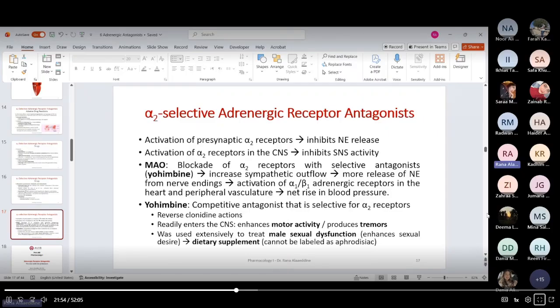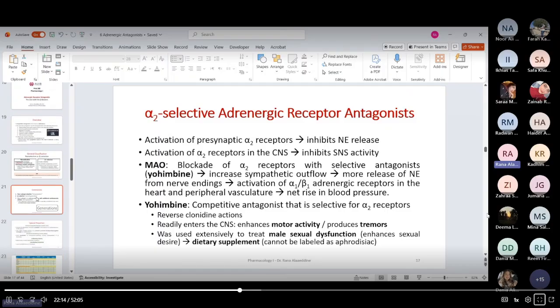Now, alpha-2 antagonists. There's one drug, yohimbine, and that drug is not used. You can find it as a dietary supplement because it might enhance male sexual function. I don't want you to know anything more about this.